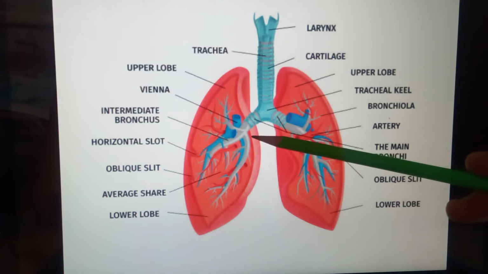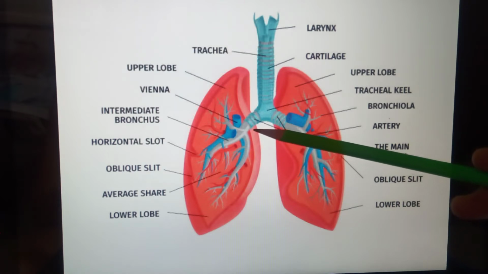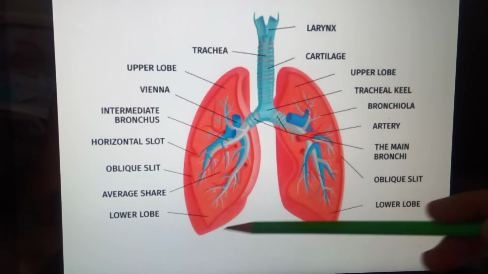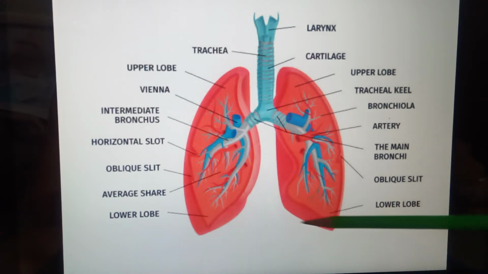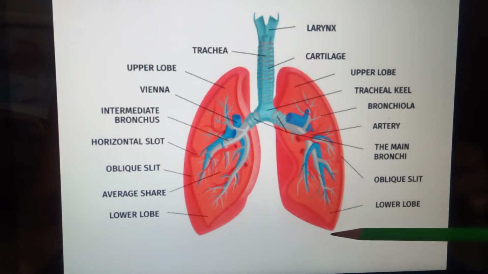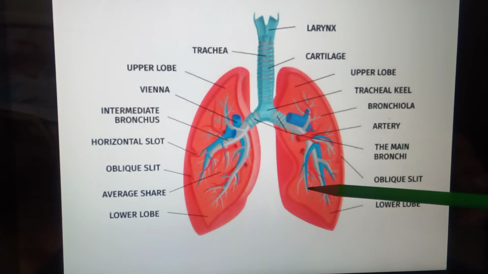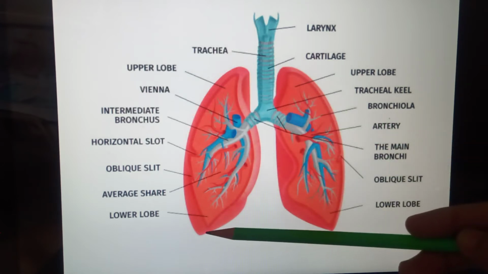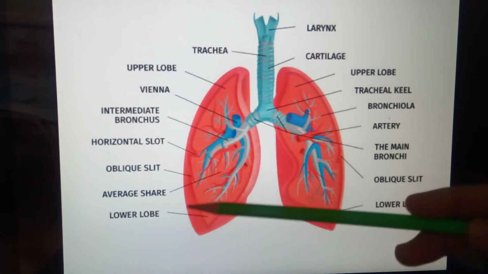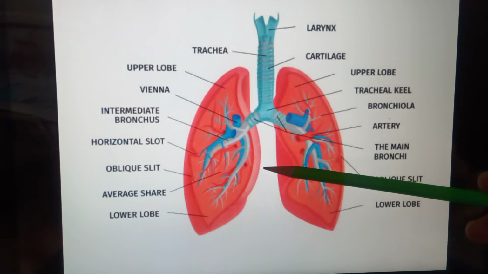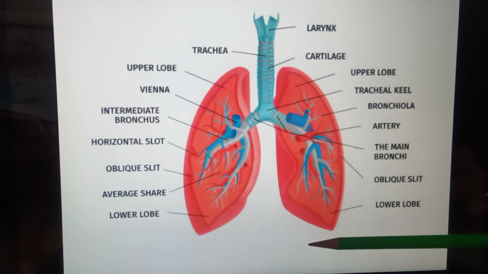And the last one is the diaphragmatic surface. The diaphragm is present here, so the surface which connects to the diaphragm is called the diaphragmatic surface. So there are five parts of the lungs: apex, base, costal surface (outer), median surface, where the hilum is present, and the diaphragmatic surface. Now, what is the location of the lungs?